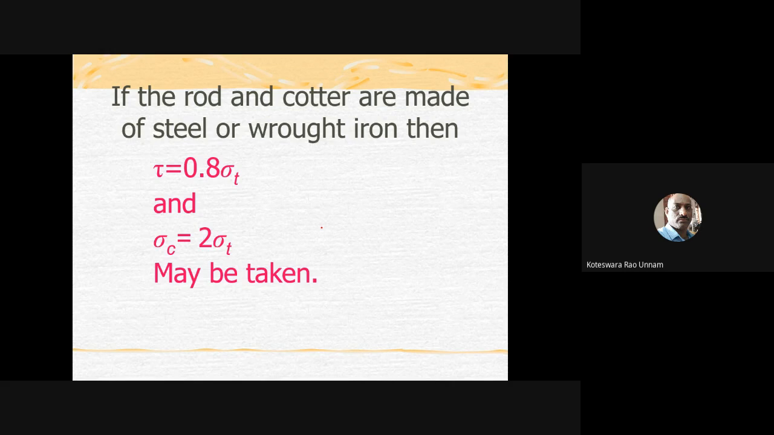So that means we know the load is given. Of course, if sigma t, sigma c and tau are given, we'll take them as given data. If not, and only the load is given, then we have to pick the sigma t value, and using the sigma t value we'll find tau and sigma c.